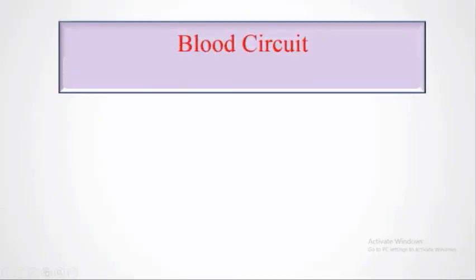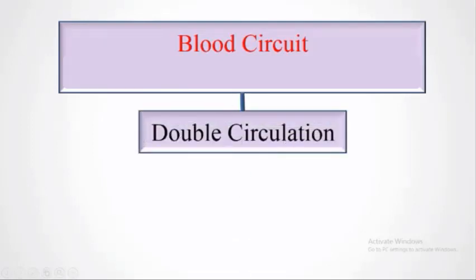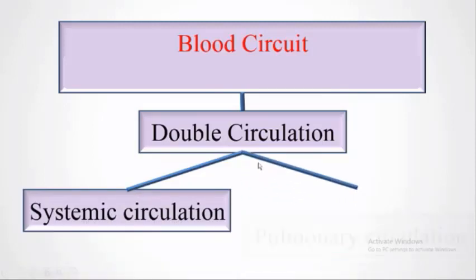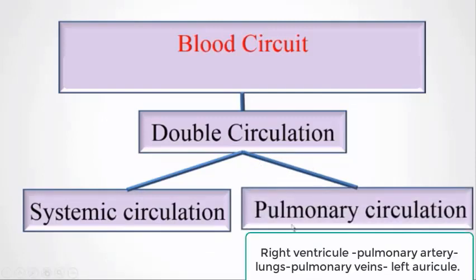So because we have 2 circulations, we can say that our blood circuit has double circulation. It's a double circulation because it includes the systemic circulation, which is a circulation that targets mainly all the body systems, and the second circulation is targeting the lungs. Because of that, we call it pulmonary circulation.